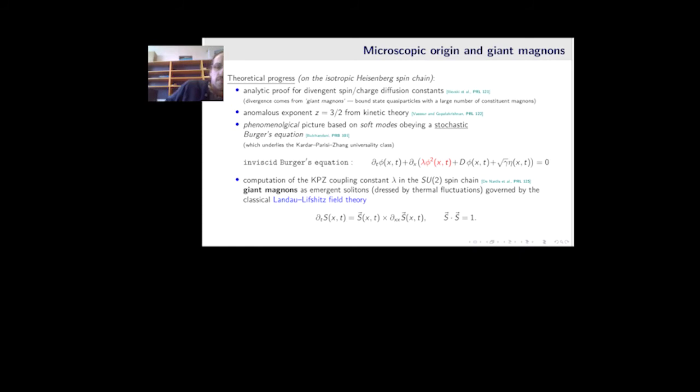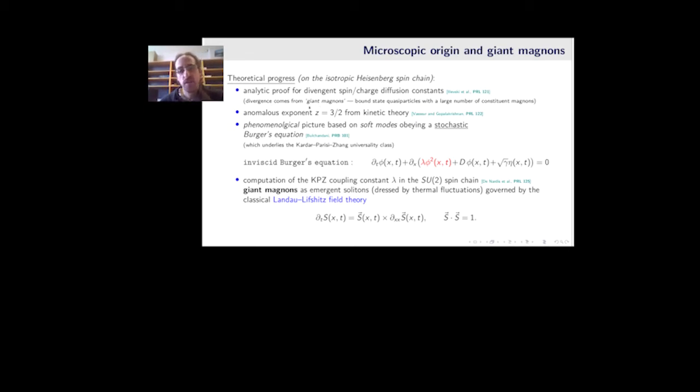All right. So now before I explain the results of our most recent paper, I maybe just want to briefly go through the previous results, because there were a number of papers before which made partial progress on understanding the microscopic reasons behind this divergence. So first, we were able to show, with the argument that I just presented, that all these diffusion constants diverge, and we were able to show this for the basic case of the isotropic Heisenberg chain, but also for a couple of other models.